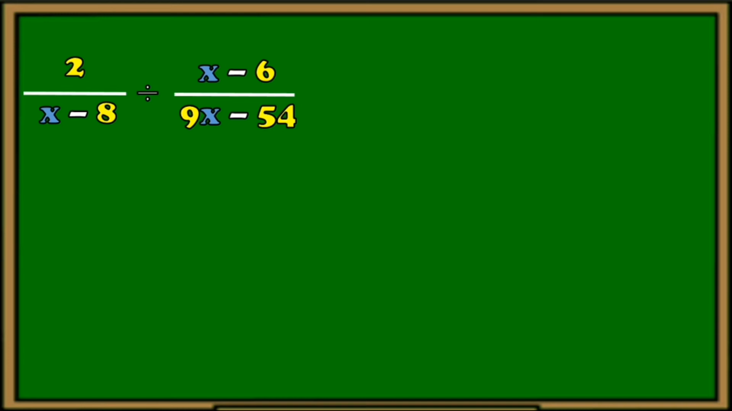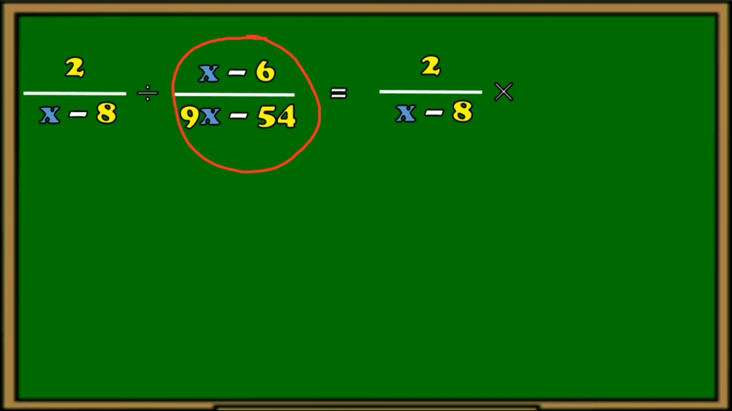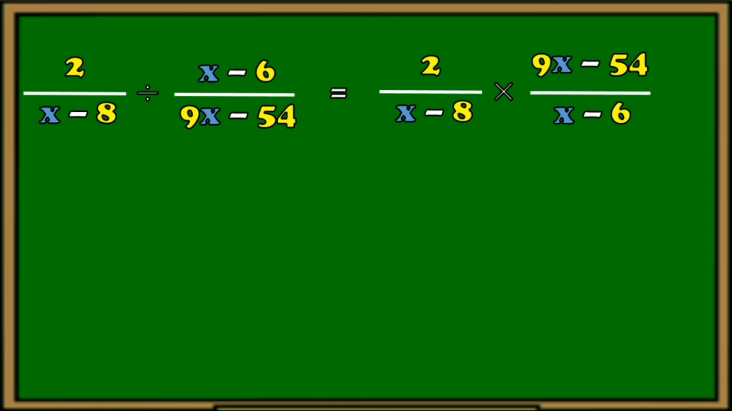Another example. 2 over x minus 8 divided by x minus 6 all over 9x minus 54. Let's just copy the 2 over x minus 8, change the operation to multiplication, and get the reciprocal of x minus 6 all over 9x minus 54. And that is 9x minus 54 all over x minus 6.